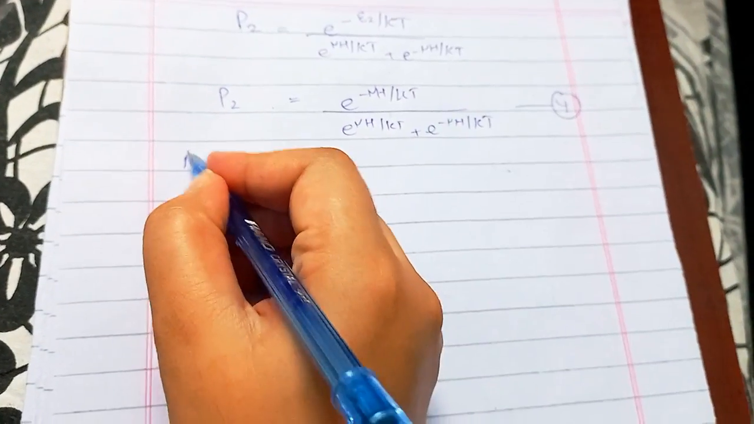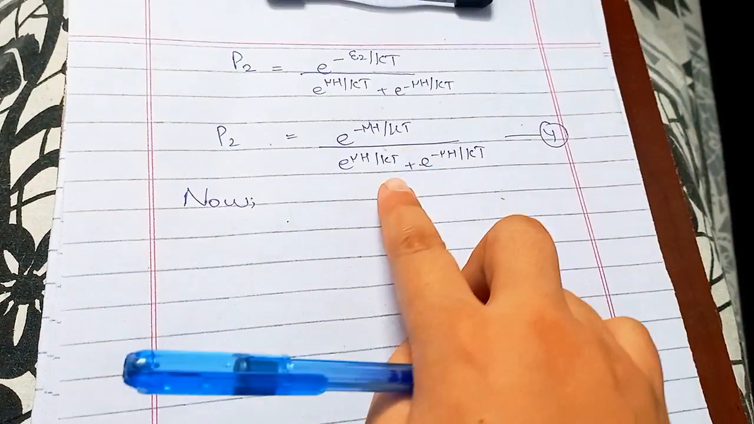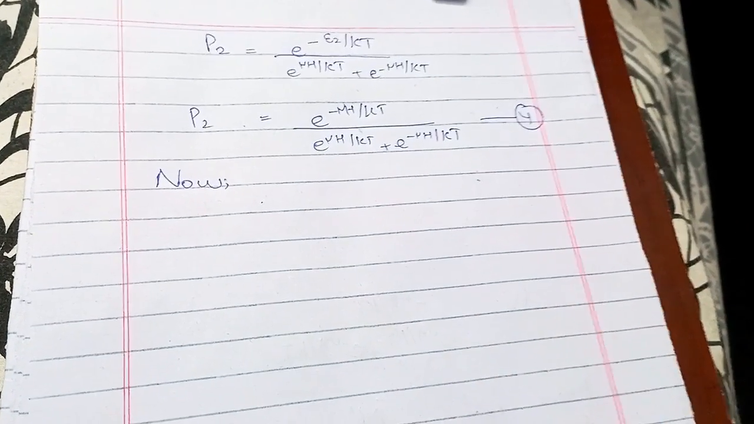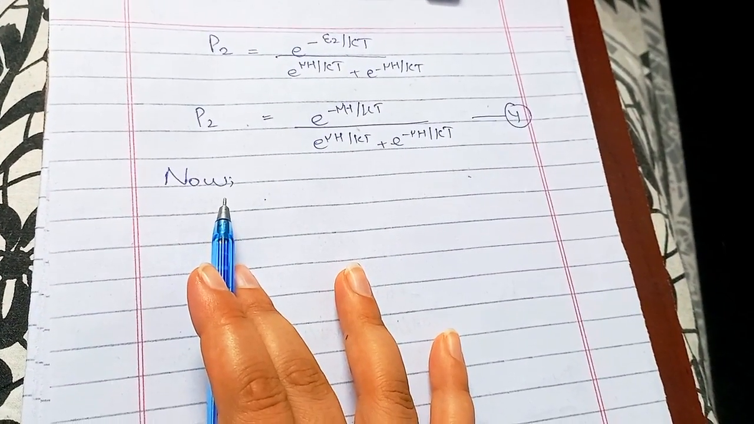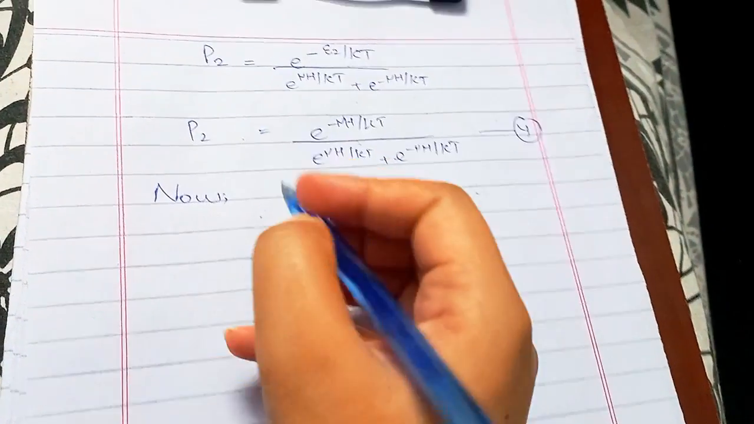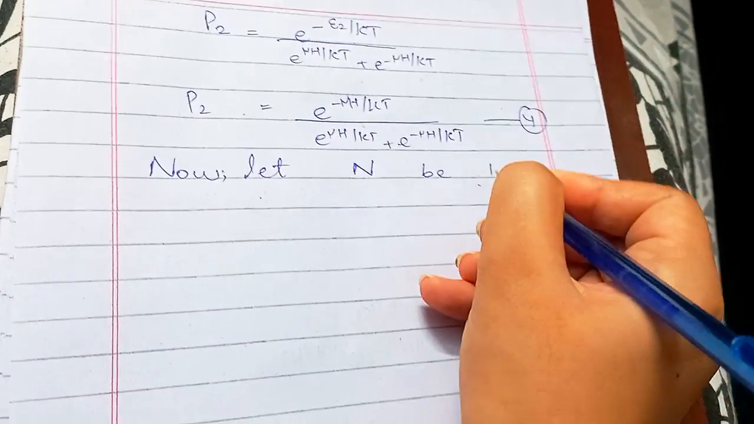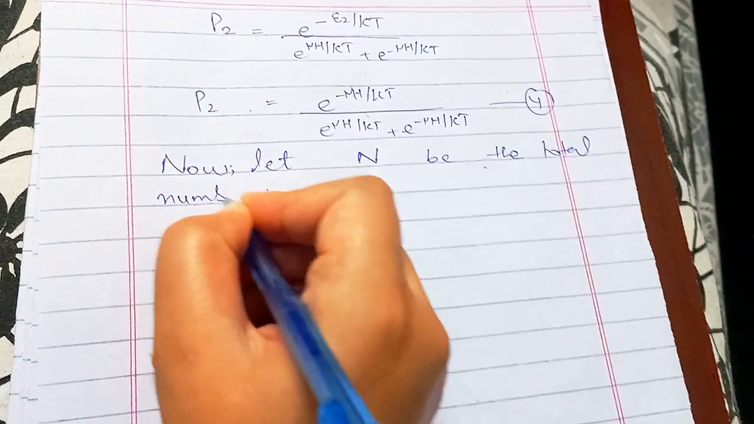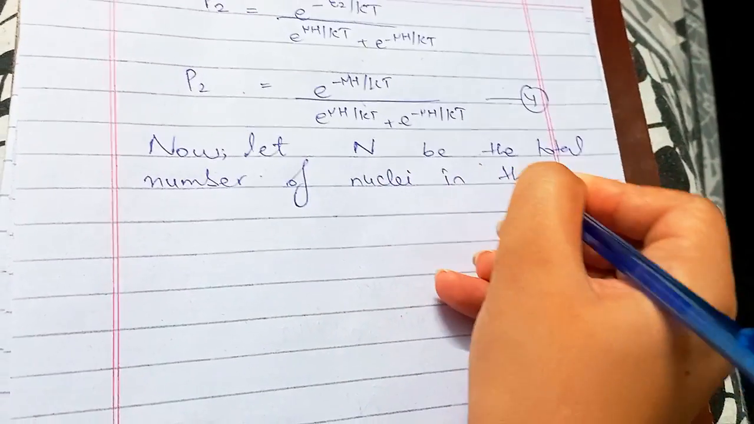Now we have seen that the power absorbed is proportional to the difference in the number of nuclei. These are only probabilities. They are not showing the number of nuclei. To find out the number of nuclei in each of these states, what we have to do is simply multiply capital N with these probabilities. So let capital N be the total number of nuclei in the sample.